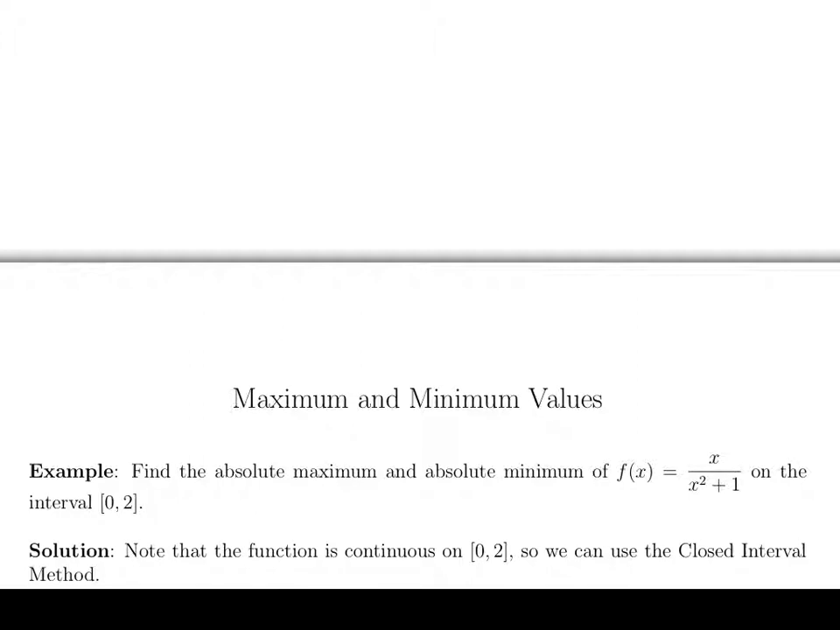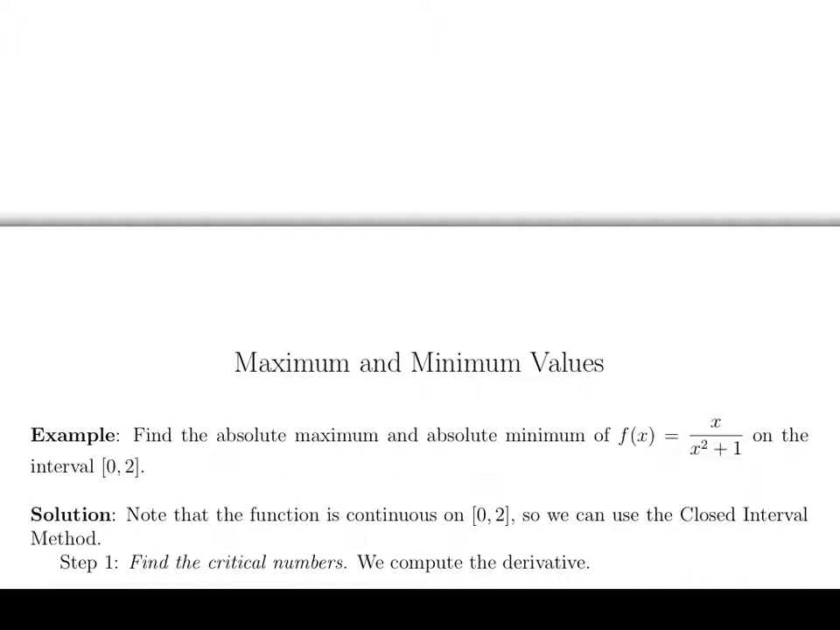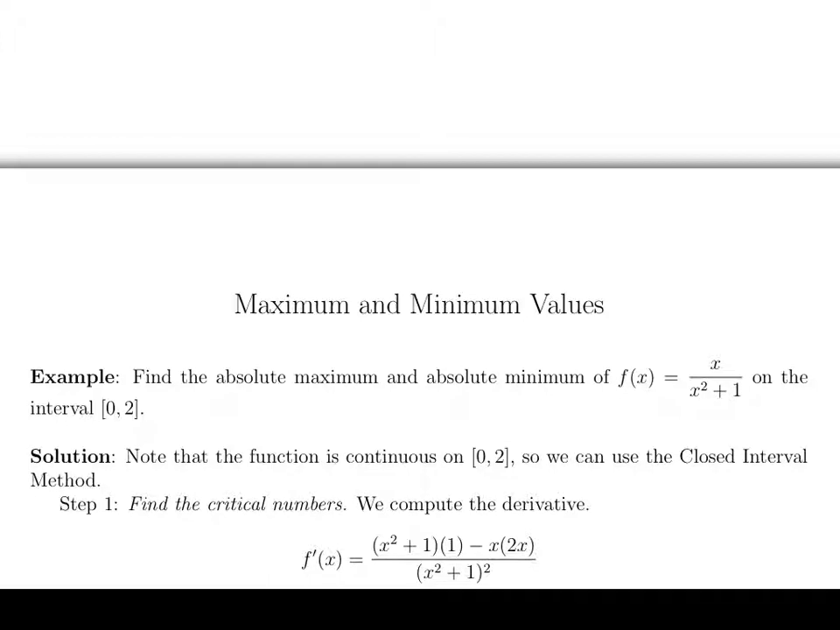So let's follow the 3 steps. First we'll find the critical numbers. That means we have to take a derivative. Okay, so if we're going to differentiate this function, we'll use the quotient rule. Low d high minus high d low, square the bottom, and away we go. So we should get something that looks like this.